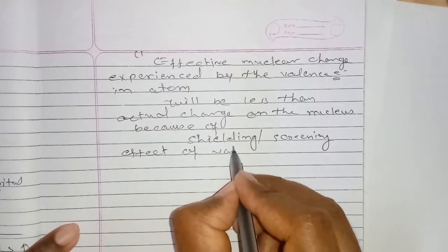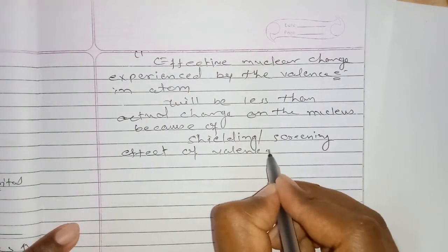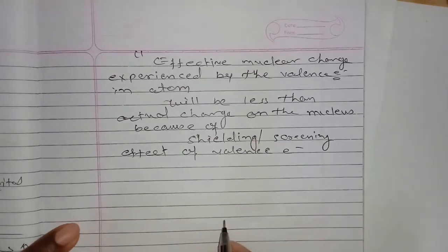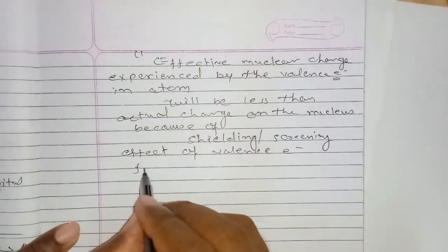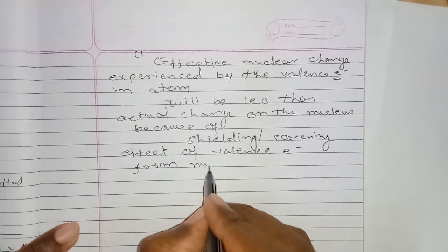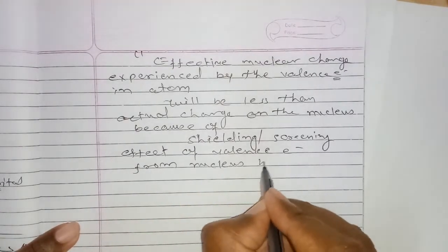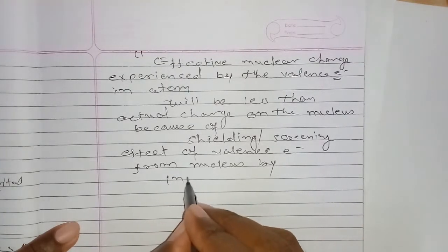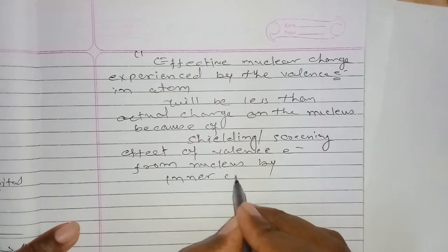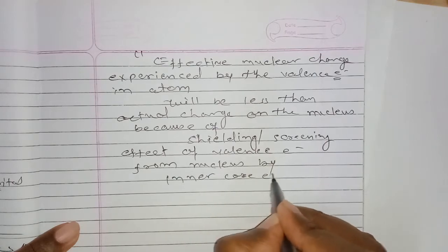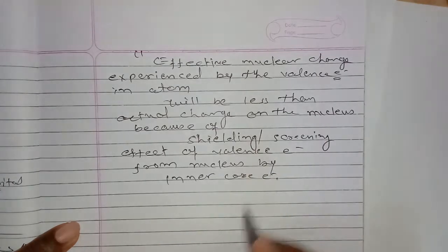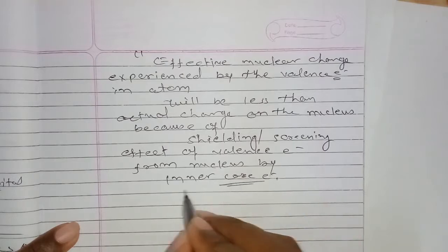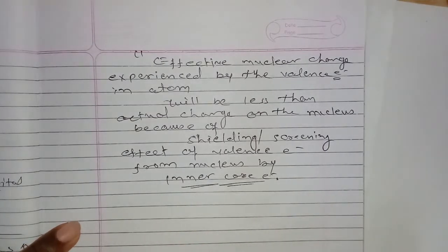Of valence electron, from nucleus by inner core electron of the inner orbital.